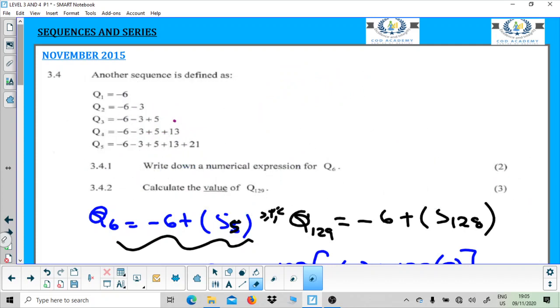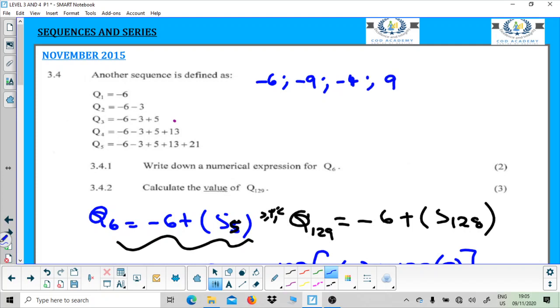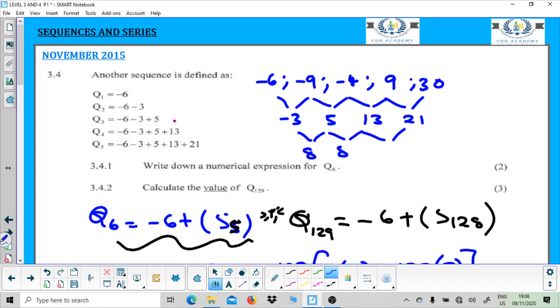If you do the terms themselves in this one, the first term is negative 6. What about the second? Do it as fast as you can. Negative 9. Next. Negative 4, is that what you said? Next. 9. Next. 30. So these were the five terms that you were given. If you look for the first difference, what were you getting? Negative, and here, next. And the second differences were, of course, 8, 8, and 8.